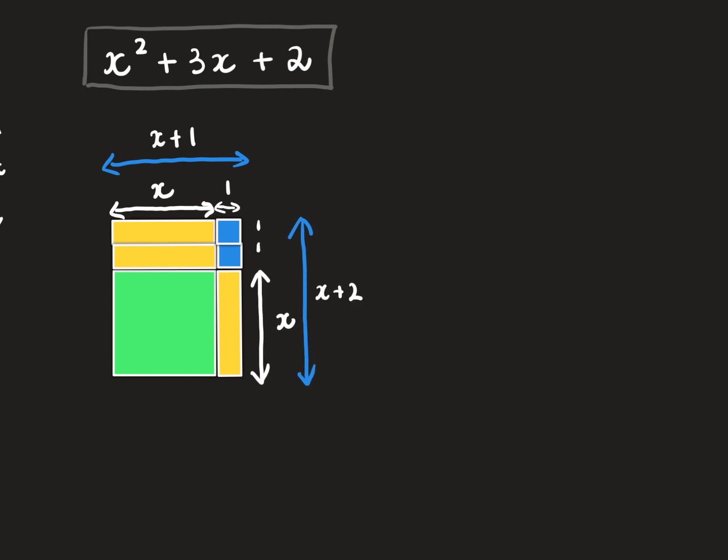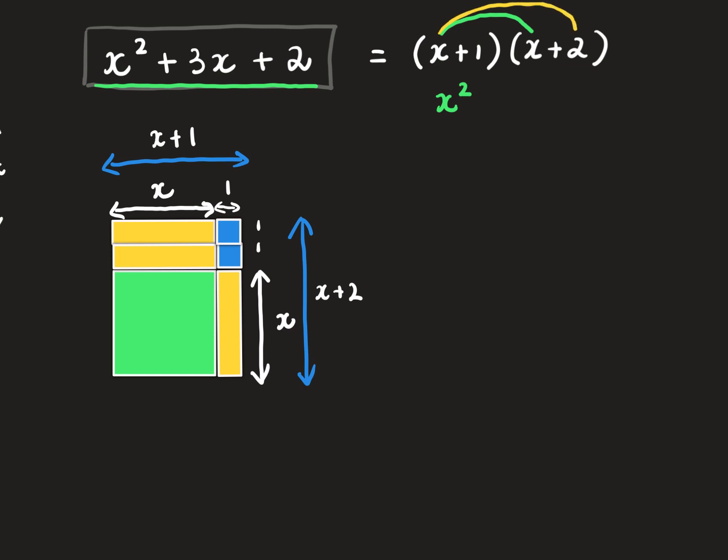Now, how do I find the area of a rectangle? I multiply length by width. So that's x plus 1 multiplied by x plus 2. Did you know that x plus 1 times x plus 2 has exactly the same value as x squared plus 3x plus 2? It does. We can expand this out using FOIL to check it. X times x is x squared.